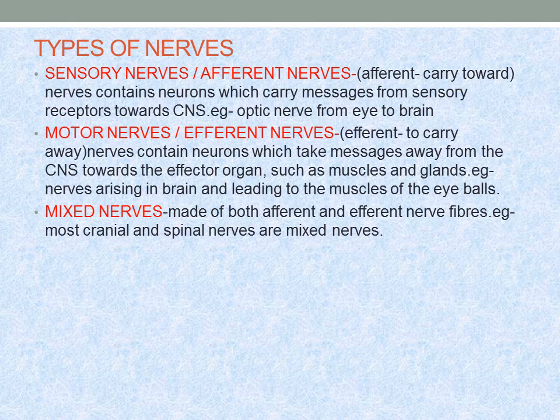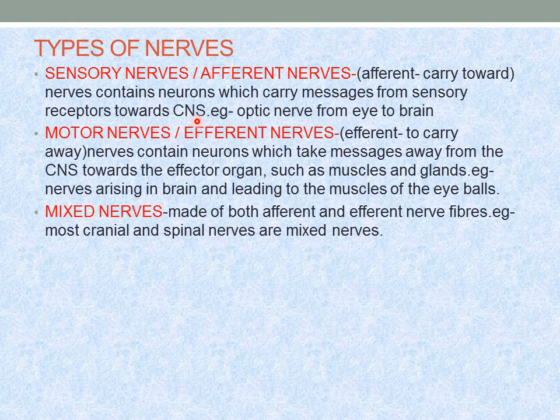Now before discussing about the neuron structure, first we should know about the different types of nerves. Now there are three main types of nerves: the sensory nerves, motor nerves, and the mixed nerves. Now sensory nerves are also called afferent nerves. Afferent, as the name suggests, is something which is carrying toward. Now nerves which contain neurons which carry messages from the receptors towards the central nervous system, the CNS, are called sensory nerves.